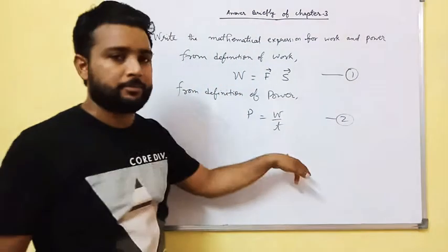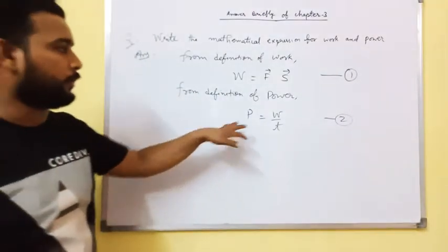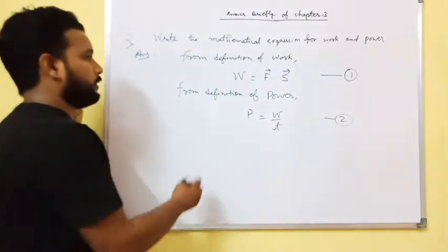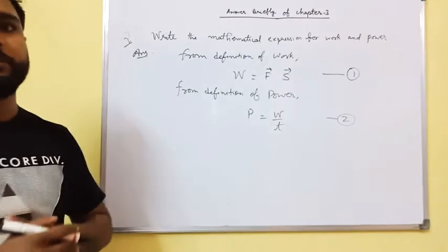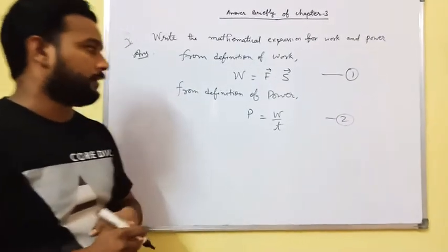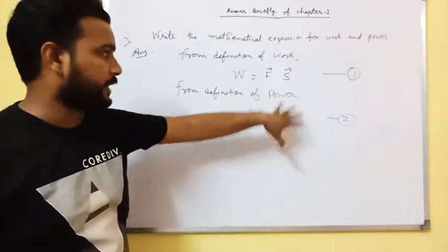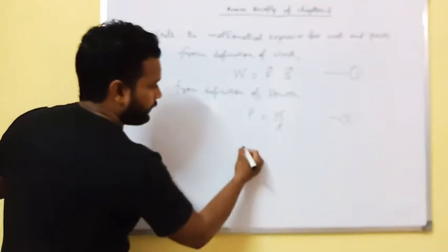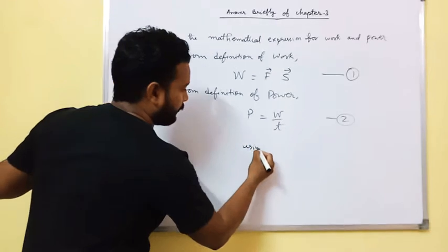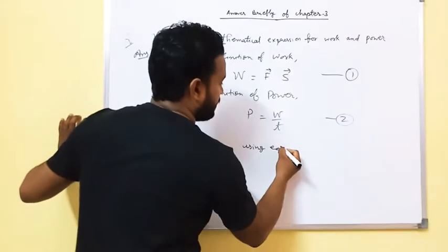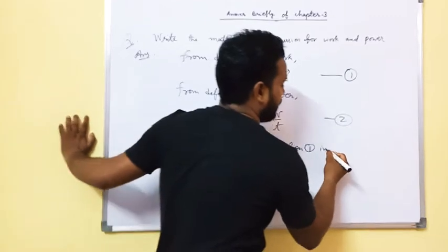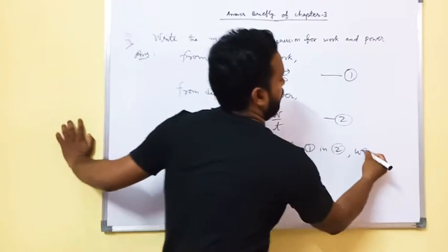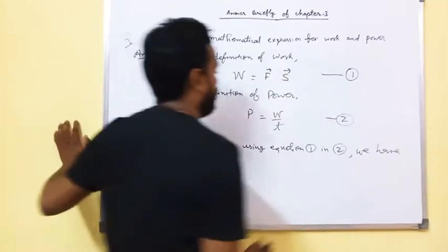Work done upon time: power, the rate of doing work, is called power. So this is the mathematical expression for work and this is the mathematical expression for power. But using equation first in second, we have another relation. Using equation first in second, we have what?